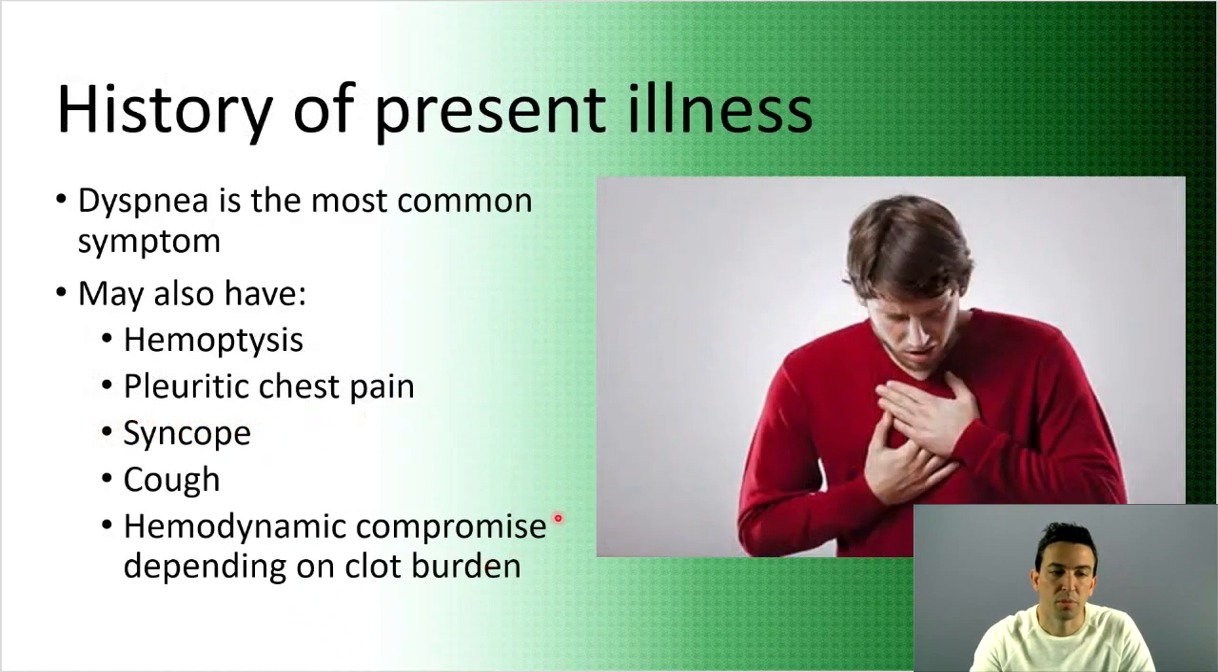How will these patients present? Dyspnea is the most common symptom in a pulmonary embolism. Remember in the aortic dissection lecture, most common symptom was chest pain. Here we're talking about shortness of breath. Patient may also have hemoptysis. They might have pleuritic chest pain. They might have syncope, cough, and there could be hemodynamic compromise. They could be hypotensive, tachycardic, hypoxic, and it depends on how big the clot is, or how much of a change you'll see in those vital signs.